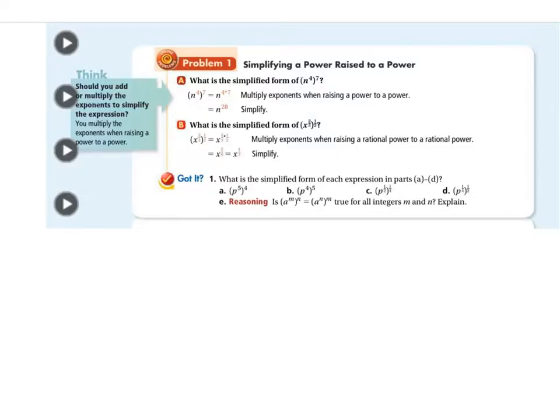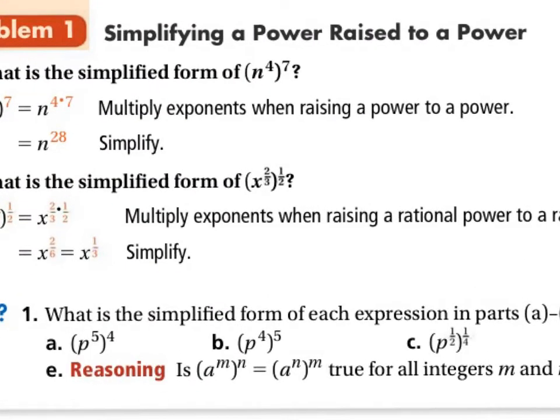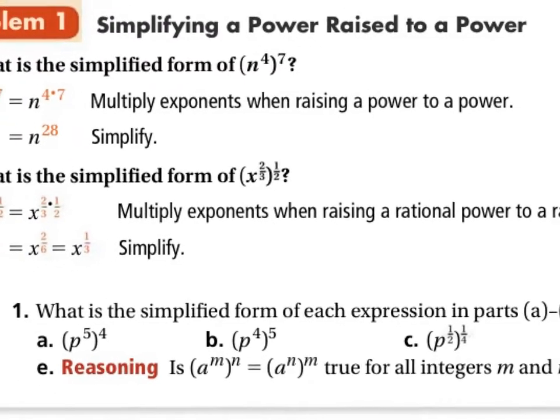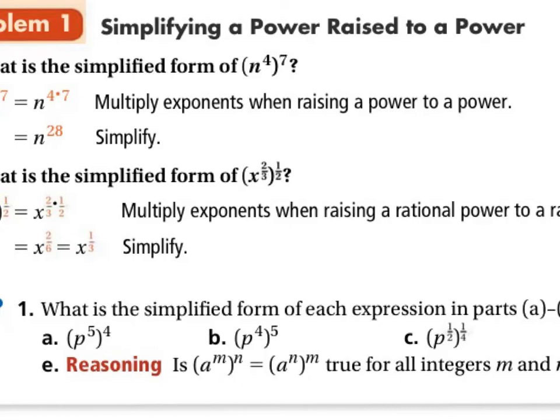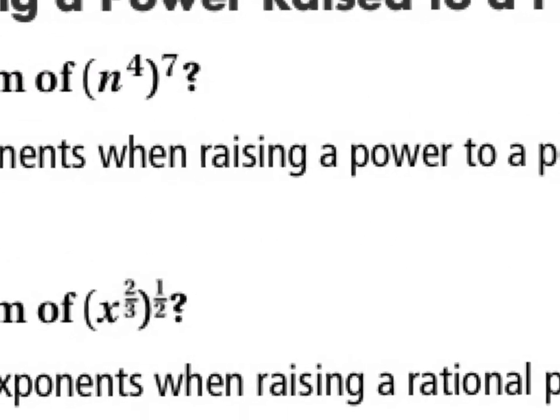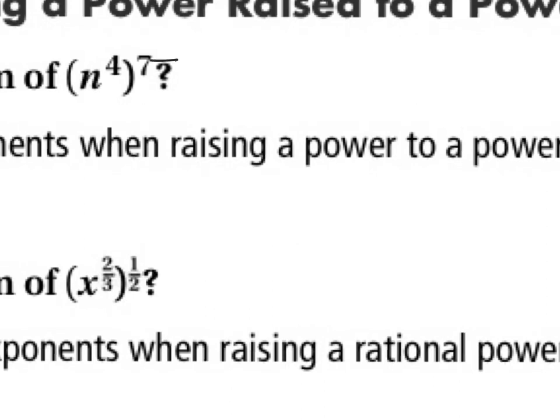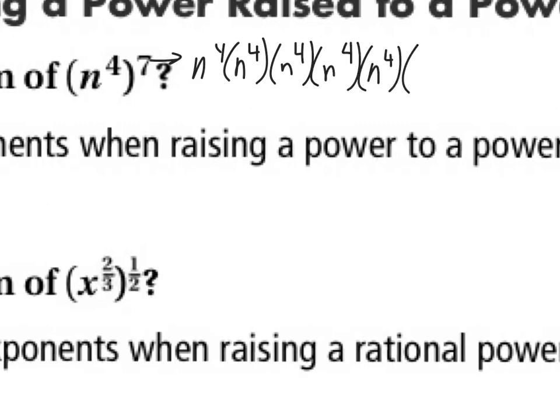So problem 1, what is the simplified form of n to the 4th to the 7th power? So that's exactly what we were just talking about. If you wanted to, you could just multiply those together. 4 times 7 is 28. Again, your other option, if you don't want to remember 2 rules, is you could rewrite this times itself 7 times. If you want to use dots instead of parentheses here, you can. That'd be a little bit quicker. And then you could look at all together 4, 8, 12, 16, 20, 24, 28. So n to the 28th power.